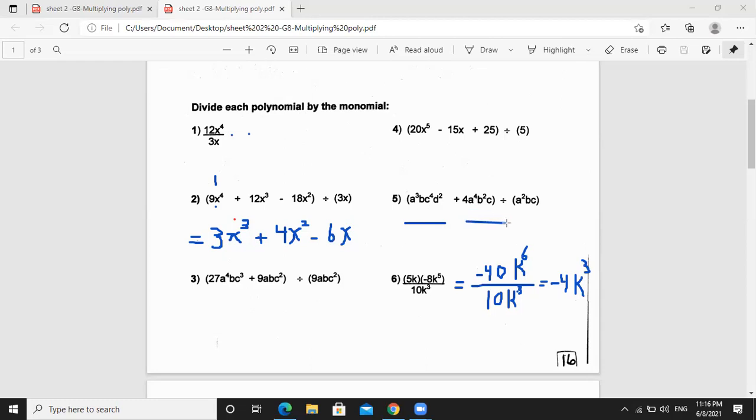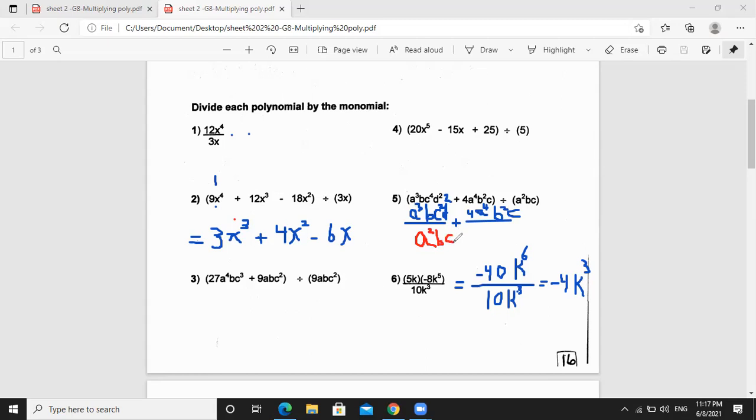And you can answer this question by dividing the expression into two parts. If you like this way, then you can write a power 3 b c power 4 d power 2 plus 4 a power 4 b power 2 c, and then you will divide each one by the divisor, like a square bc. Okay, and the second one, a square bc.